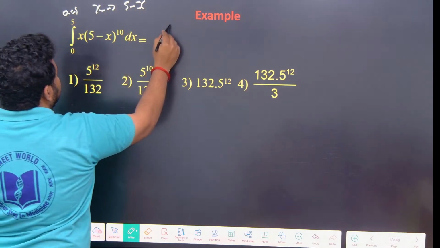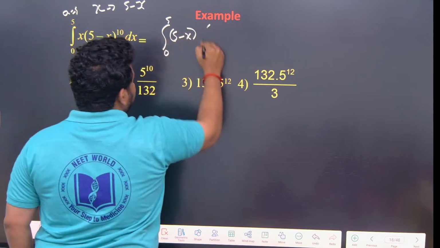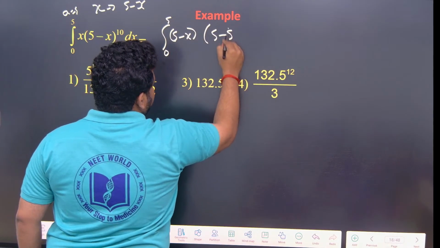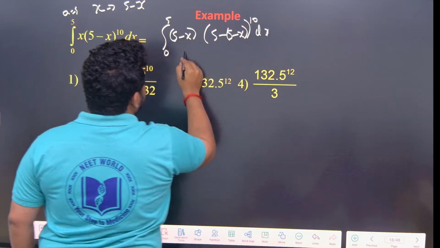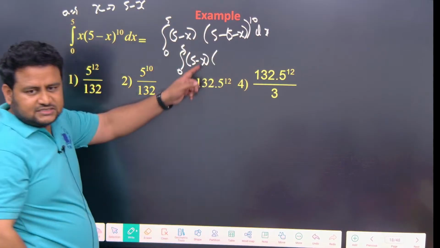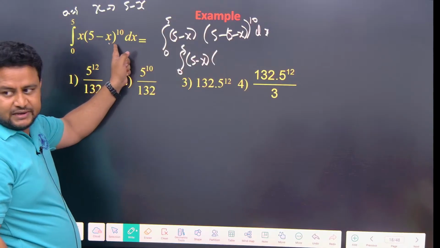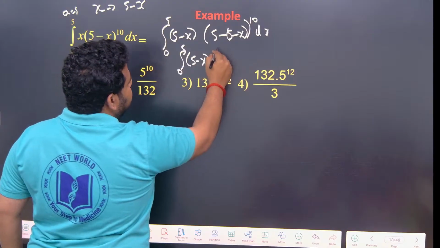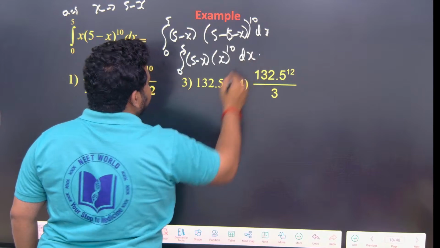So this will become 0 to 5, 5 minus x into, within this bracket, 5 minus 5 minus x. Okay, 5 minus x to the power of 10 dx. Only where x is there I should replace. Instead of x I wrote 5 minus x. So 5 minus of minus is 0, plus x. So this becomes 0 to 5, 5 minus x, into x to the power of 10 dx.